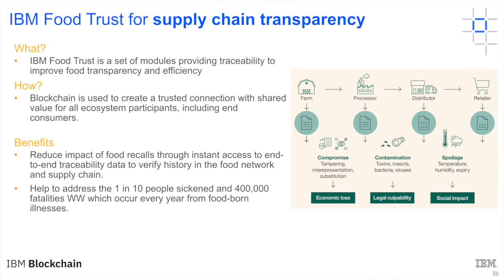The second example I want to call out is IBM Food Trust, which is an ecosystem involving farms, distributors, retailers, and consumers in order to help address the fact that 1 in 10 people are sickened and over 400,000 fatalities occur worldwide every year because of foodborne illnesses. In this case, blockchain is used to create this connection of shared value across all of these participants and provide traceability to improve food transparency and efficiency.